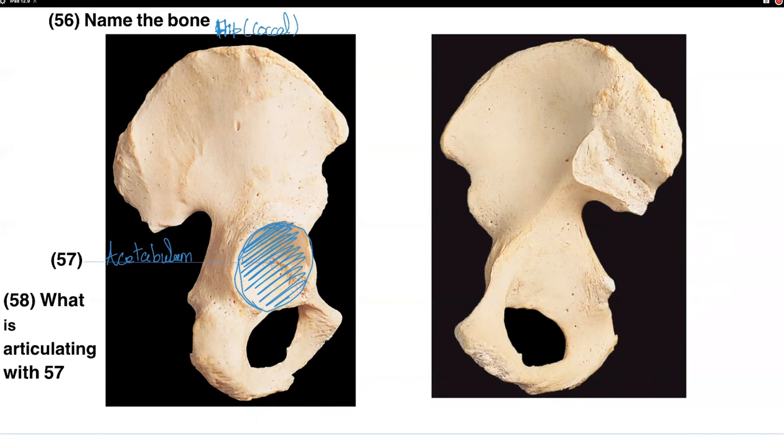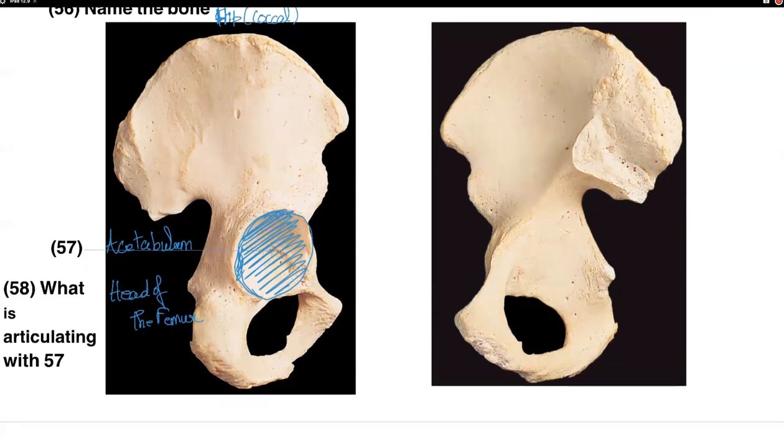And if you remember, what again is the acetabulum here? Number 58 is asking what's articulating with the acetabulum. It's the head of the femur, to form what joint, if you remember? To form the hip joint.